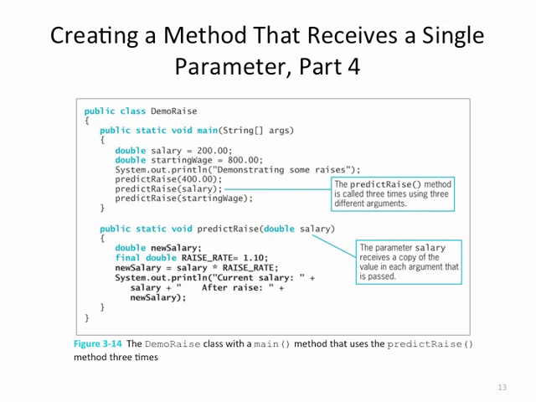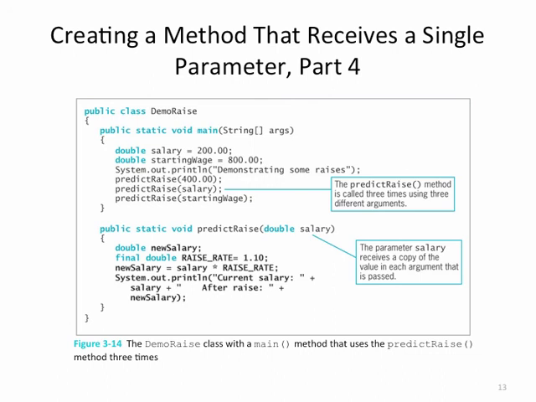PredictRaise will then go on to declare a double newSalary, to declare a final double RAISE_RATE equals 1.10. newSalary equals salary times RAISE_RATE, System.out.println, current salary is 400, after raise it's 440, and then it will end. Salary will go away, and newSalary will go away because both of those values were created for predictRaise. Control will transfer back up to where predictRaise was called, and then it has another call to predictRaise, and what it's passing is salary. What value is in salary at that point?